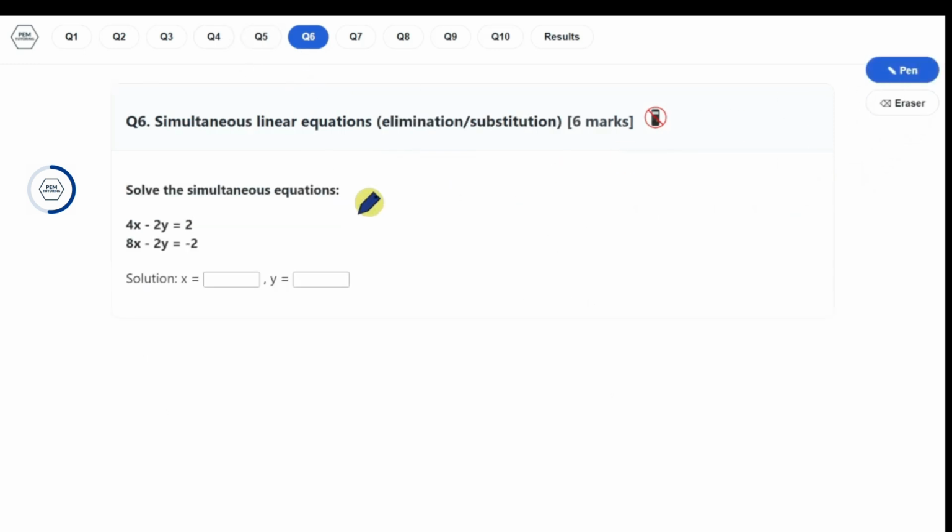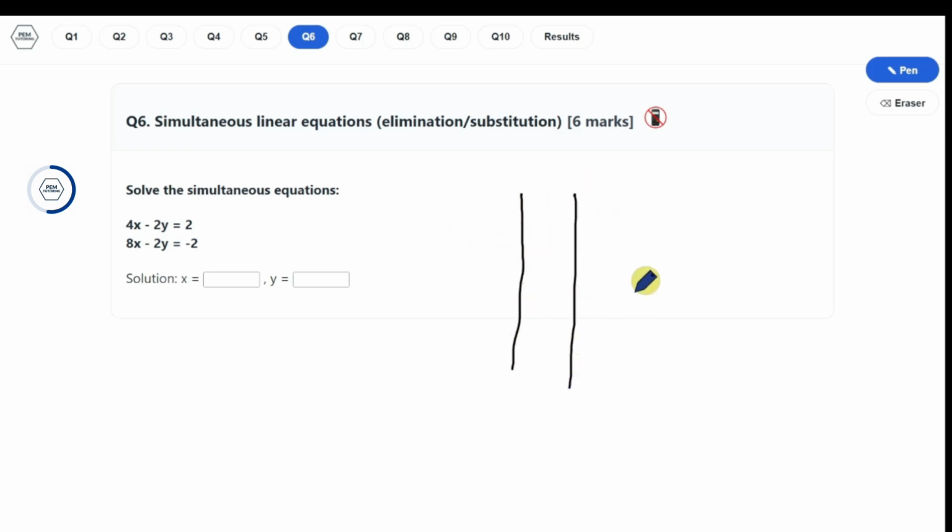So let's try and solve this simultaneous equation here. So we have 4x minus 2y equals 2, and we have 8x minus 2y equals minus 2. So first let's make our grid. So we have our grid here.